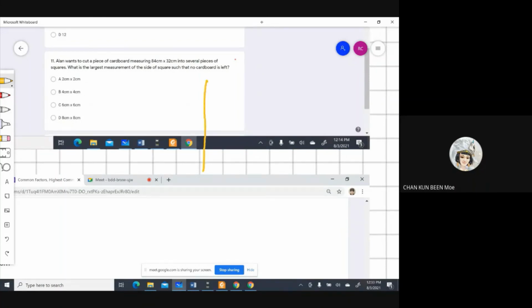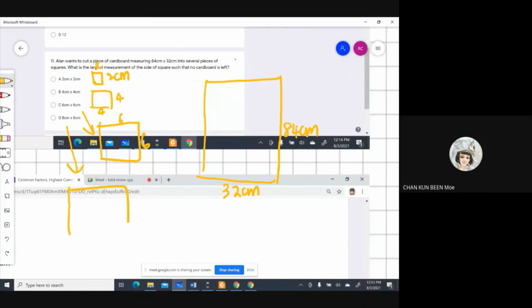So you have to imagine this is a piece of carpet measuring 84 centimeter by 32 centimeter, cut into several square pieces. The first square is 2 times 2, very small, 2 times 2 centimeter. The second one is a bit bigger, which is 4 times 4. The third one is 6 times 6. And the last one is 8 times 8. Something like this, just an assumption. So for sure the big square will be bigger.